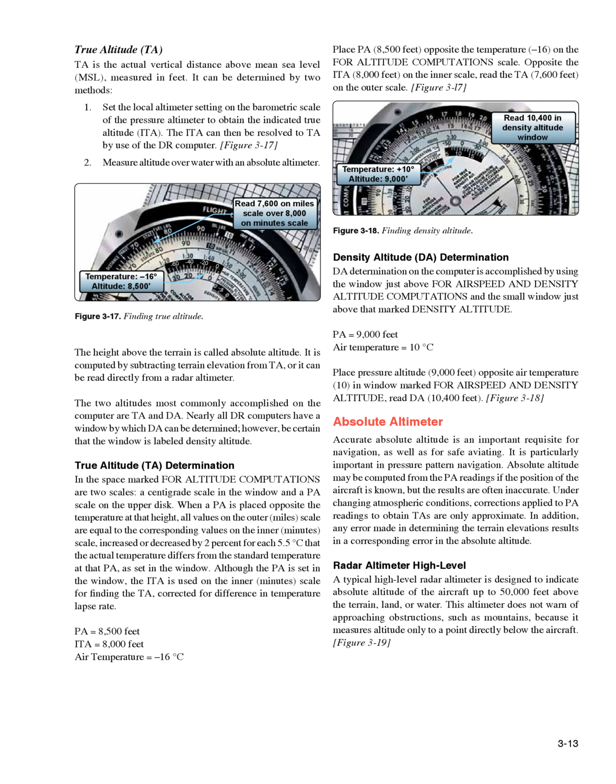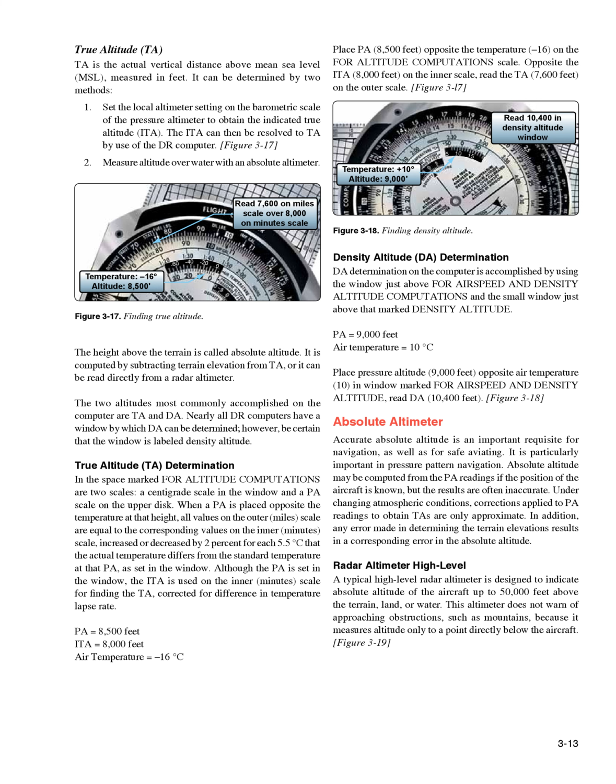Although the PA is set in the window, the ETA is used on the inner minutes scale for finding the TA, corrected for difference in temperature lapse rate. PA equals 8,500 feet, ETA equals 8,000 feet, air temperature equals minus 16 degrees Celsius. Place PA, 8,500 feet, opposite the temperature, minus 16, on the four altitude computation scale. Opposite the ETA, 8,000 feet, on the inner scale, read the TA, 7,600 feet, on the outer scale.